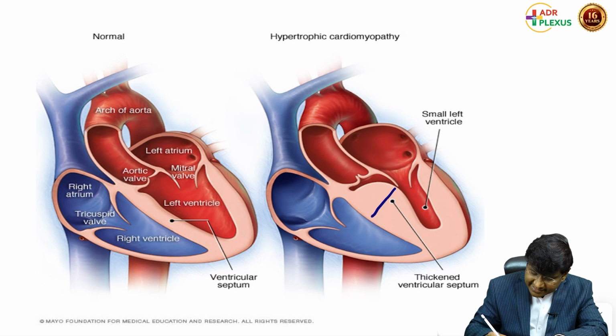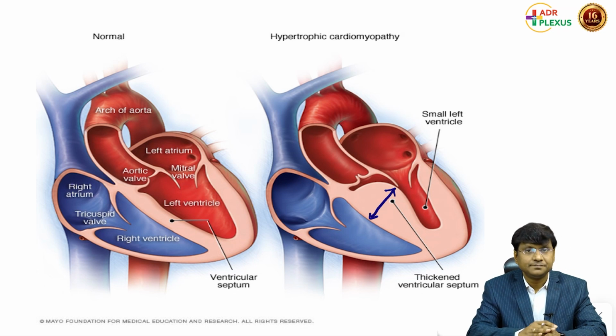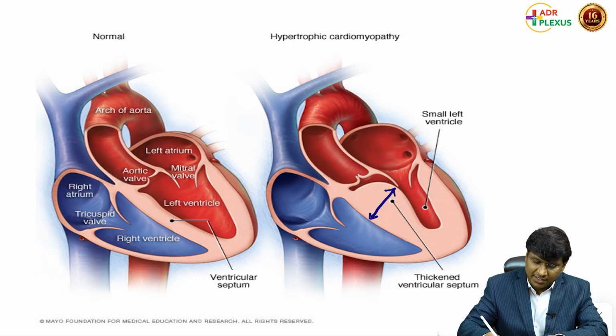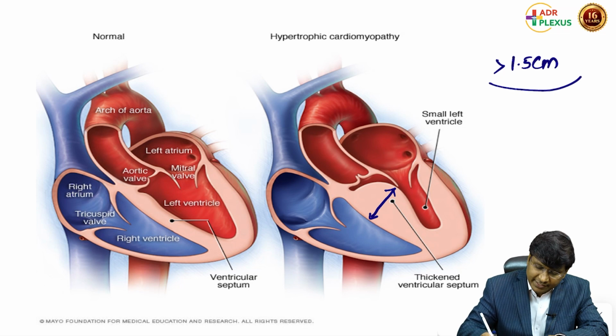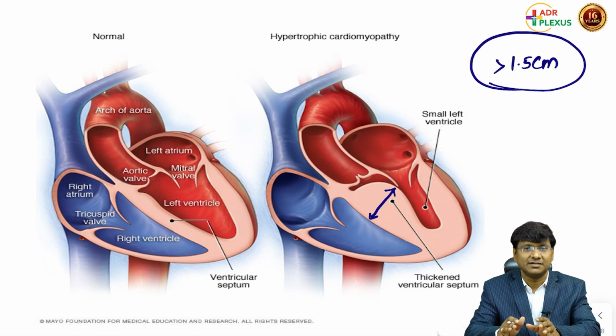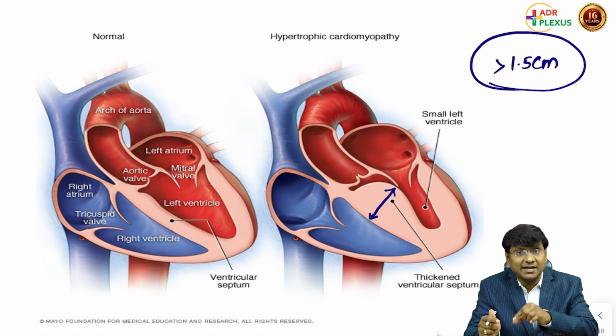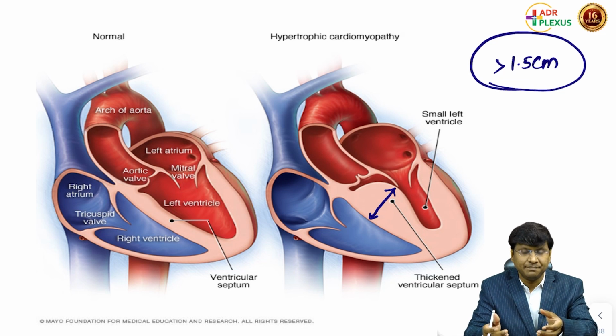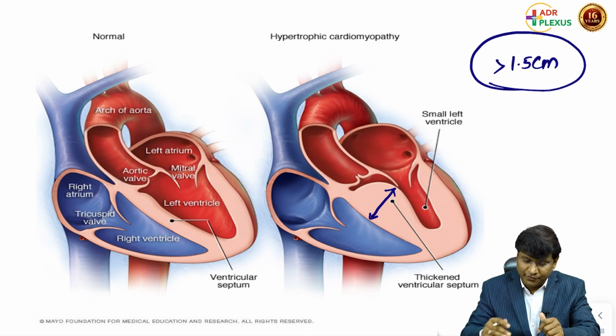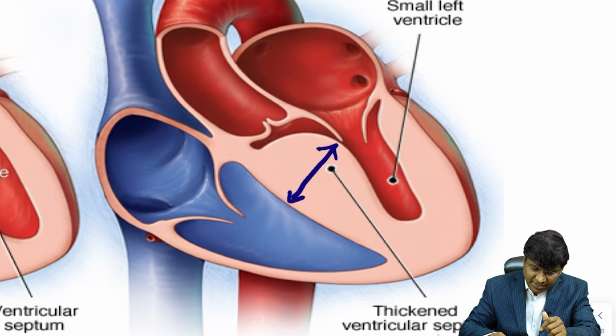an increase in the thickness of the ventricular wall. And how much should be the increase? The increase in the thickness of the ventricular wall should be more than 1.5 centimeters. And if it is particularly at the septum, we call it septal hypertrophy. I'll be discussing hypertrophic obstructive cardiomyopathy subsequently in the other questions in detail, but let me tell you why the chest pain increases with sublingual nitrate in patients with hypertrophic obstructive cardiomyopathy, right?